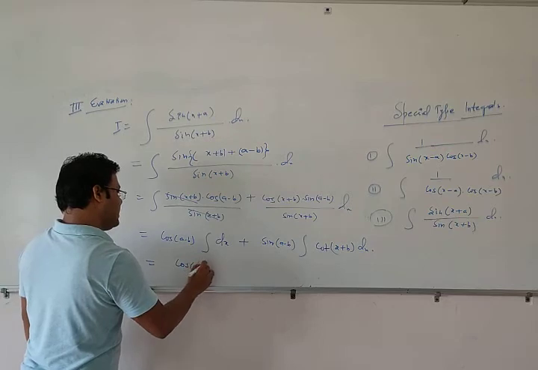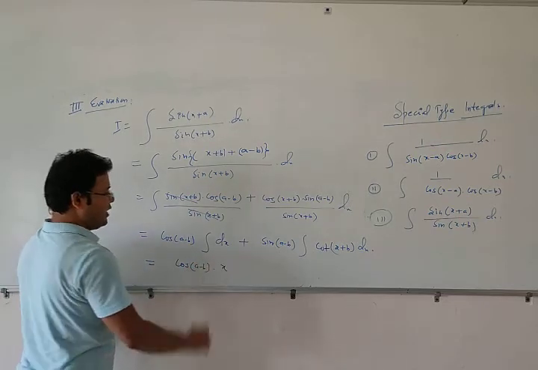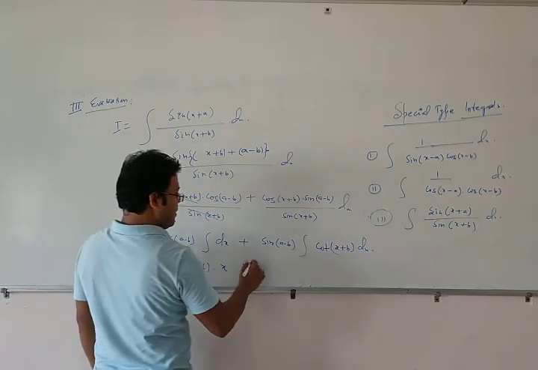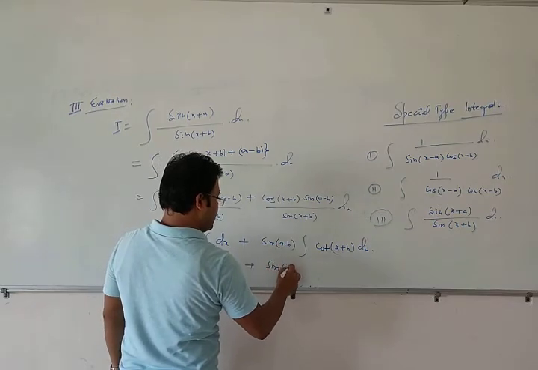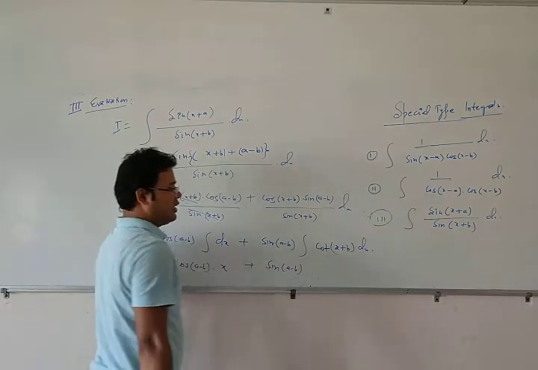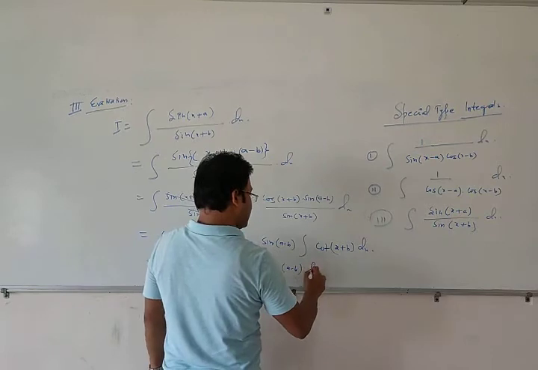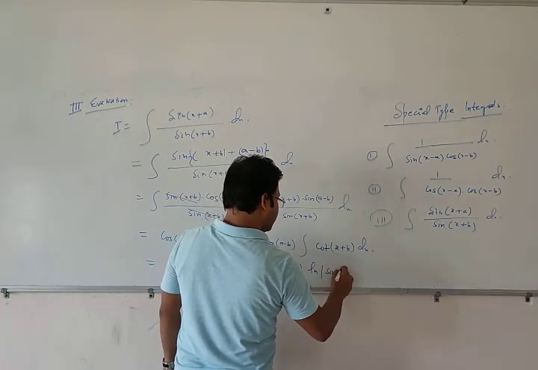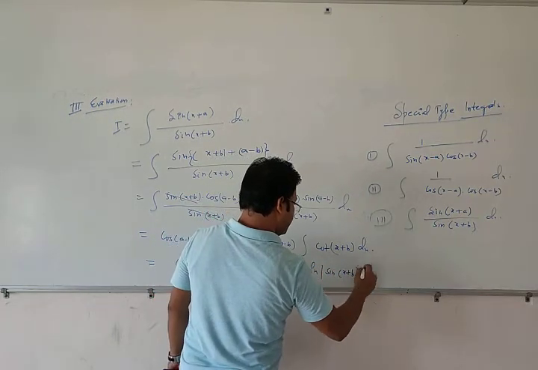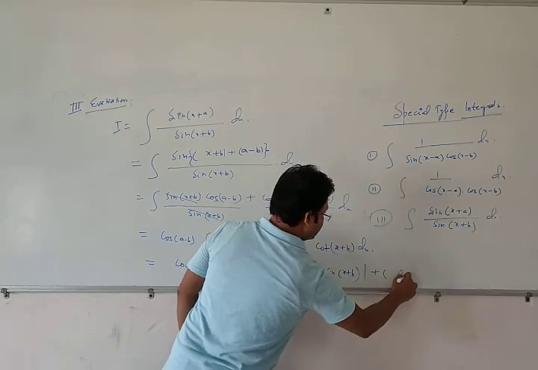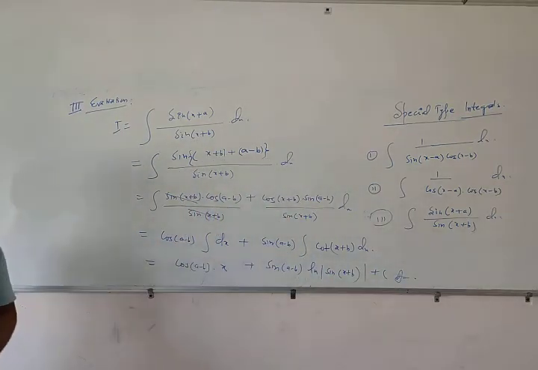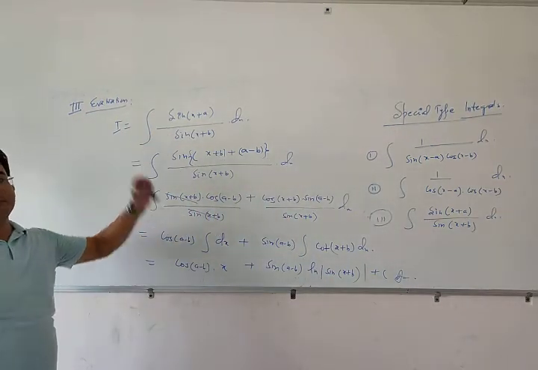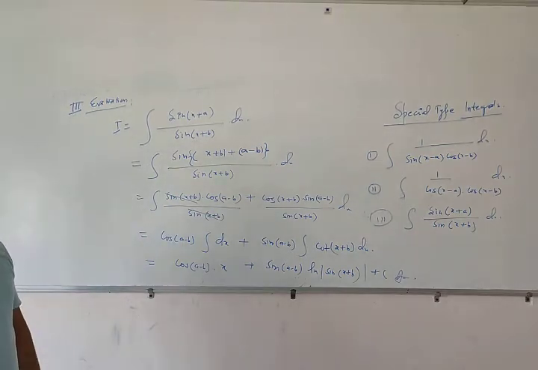Then what will be the final answer? This is cos(a minus b) times the integration of dx with respect to x, which is x, plus sin(a minus b) times the integration of cot x, which is ln mod sin(x plus b), modulus close, plus constant term c. So this is the final integral of this given integration.